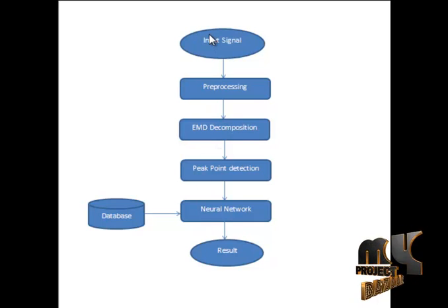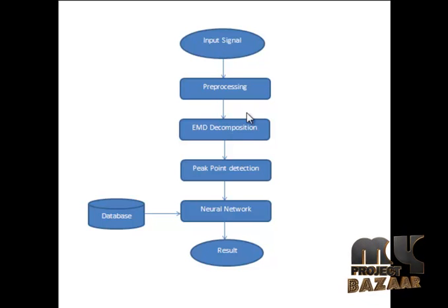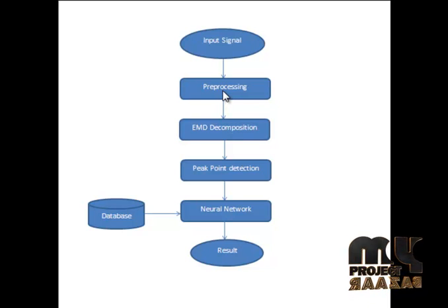This is the flow of the process. Here we have to give the input signal. It should be the ECG signal. The ECG signal passes to the pre-processing stage. In this stage, we are filtering the Gaussian noise. A Gaussian filter is often used to remove noise from the image. Here we use the VNR function to remove the noise. After removing the noise, it goes to the EMD decomposition.